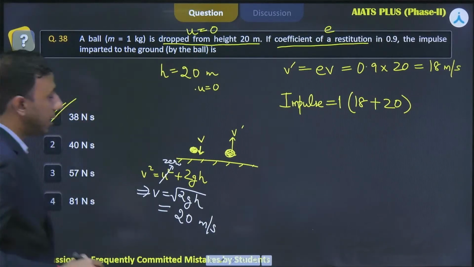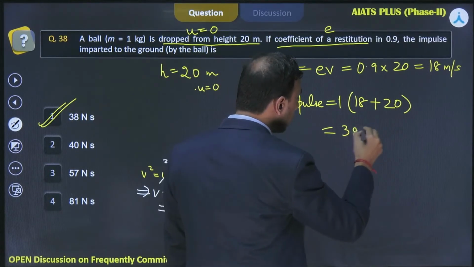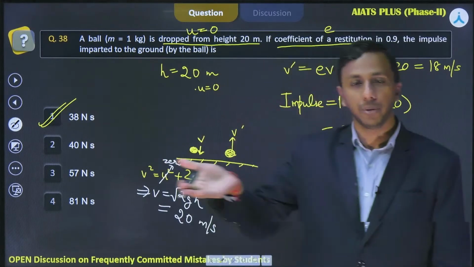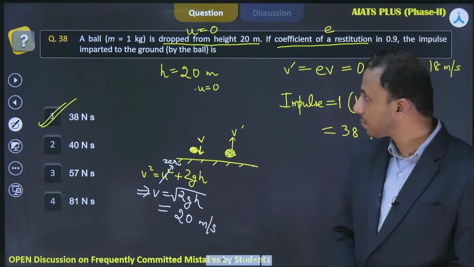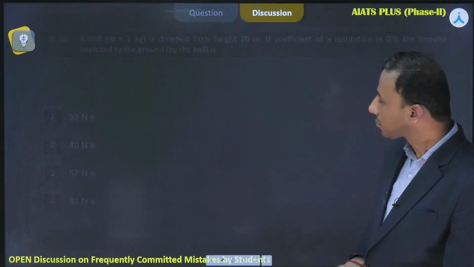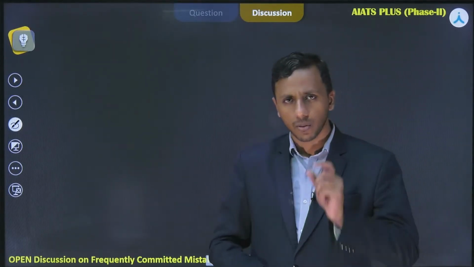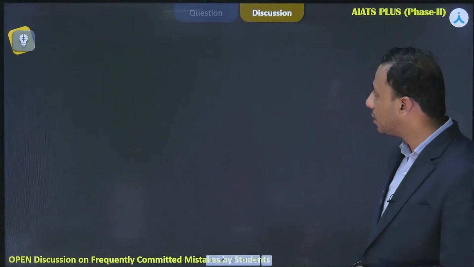And impulse, obviously, would be in Newton second. Why Newton second? F into dt, right? Force is in Newton and time is in seconds. All right, very well. Before going, I will try to give you one good problem as homework for this impulse topic.